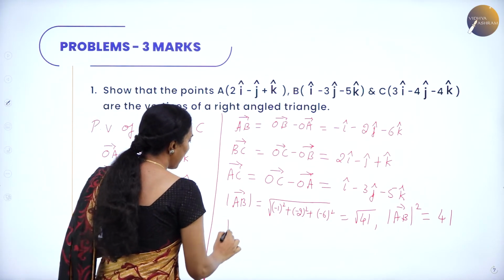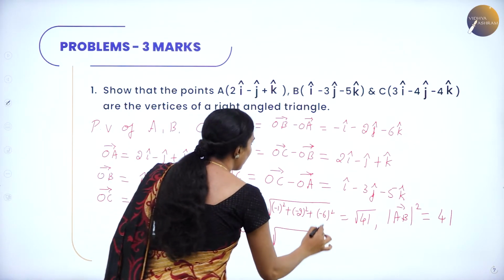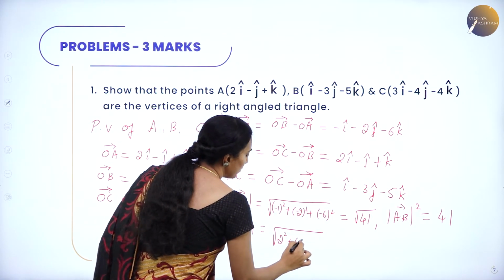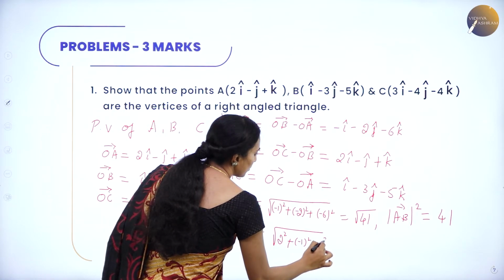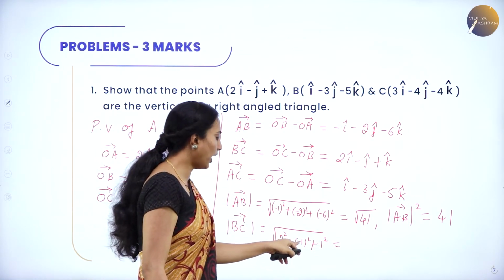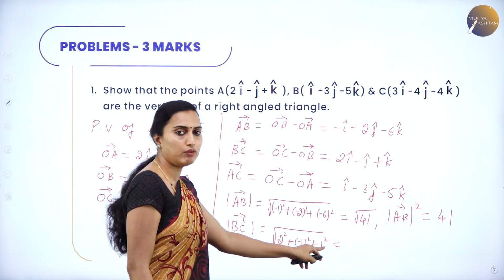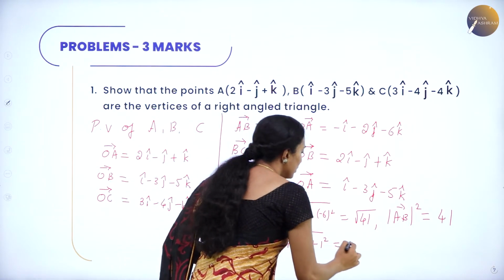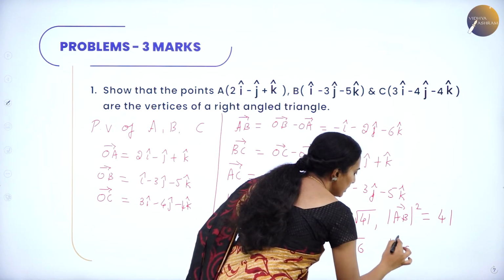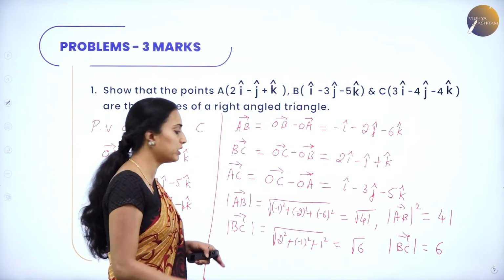Now let us find the magnitude of BC. Taking the coefficients, 2 squared plus minus 1 whole squared plus 1 squared. 2 squared is 4, 4 plus 1 is 5, 5 plus 1 is 6. So you have root 6. So the magnitude of BC squared, root 6 whole squared, is nothing but 6.